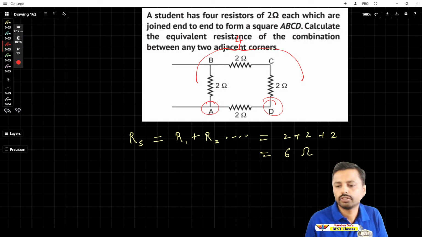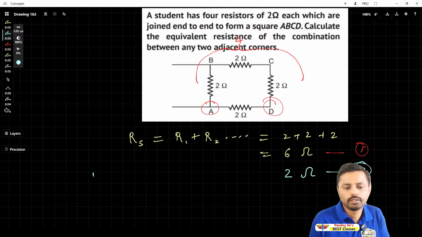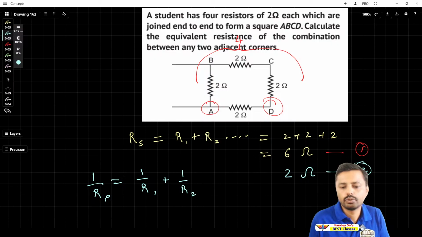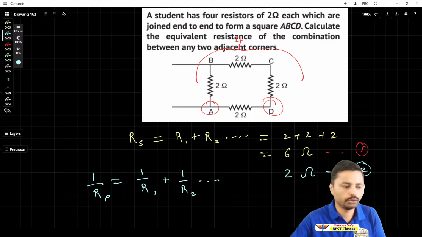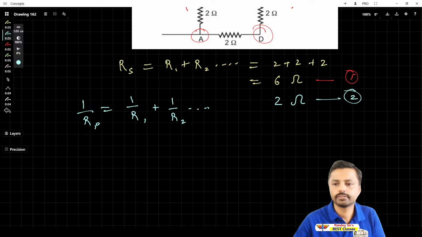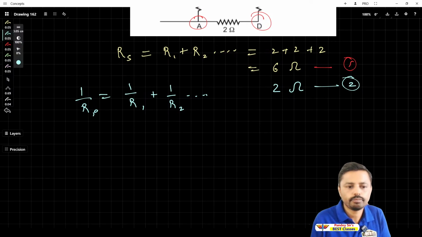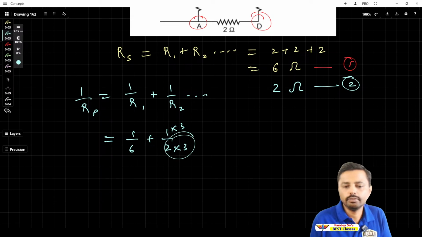So this is 6, and the second one is 2 ohm. These two are in parallel. So total resistance will be 1 by Rp equals 1 by R1 plus 1 by R2, and so on. You did not see it, no? I'll show it. Yes, I think you can see now. So that's 1 by 6 plus 1 by 2. 2 into 3, LCM, easy peasy.